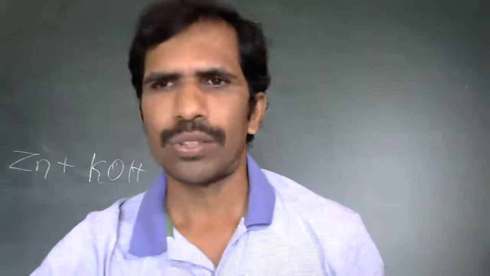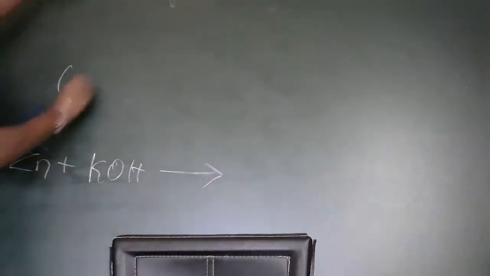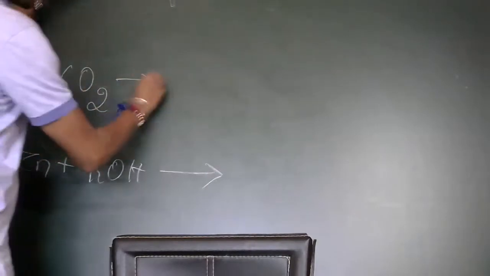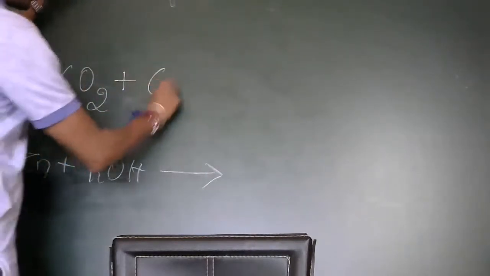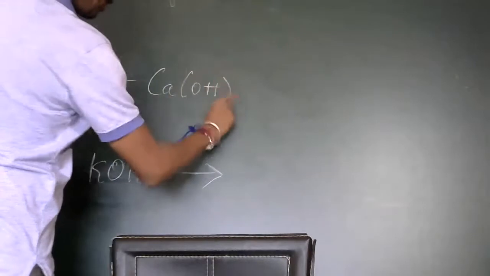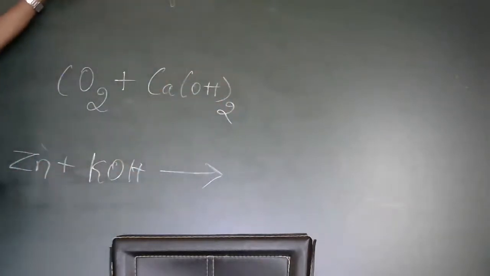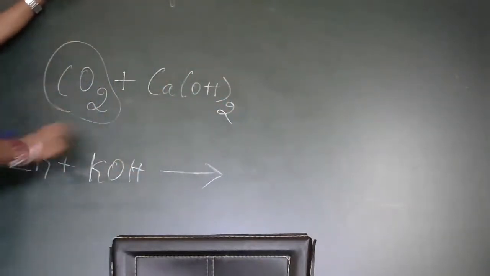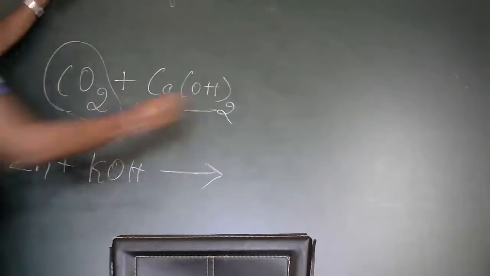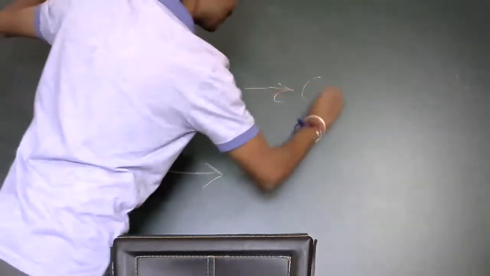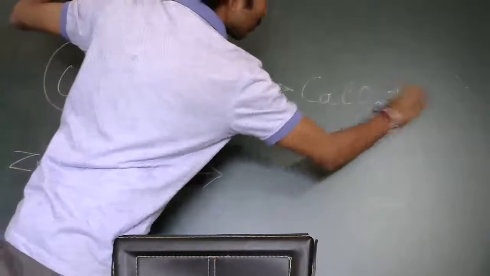We'll move to the next concept. Just now I told you one reaction. See here, when carbon dioxide is passed to calcium hydroxide, what happens? You get a product called CaCO3 plus H2O.